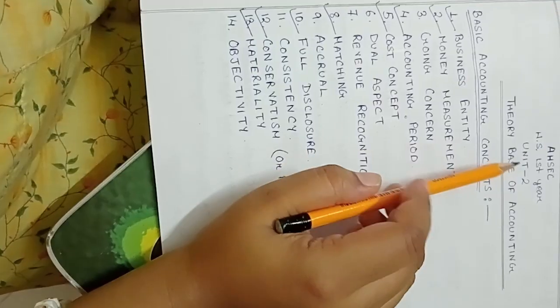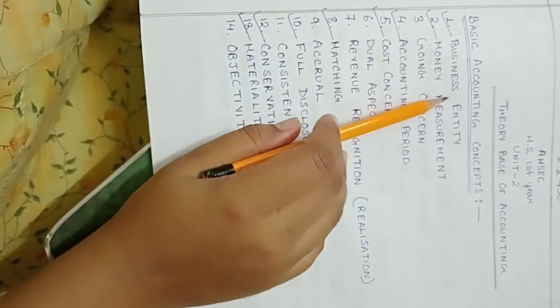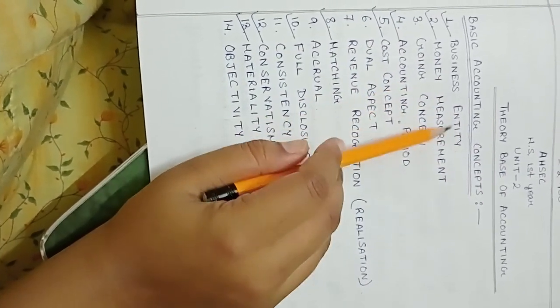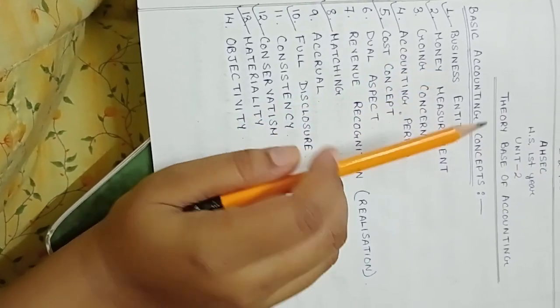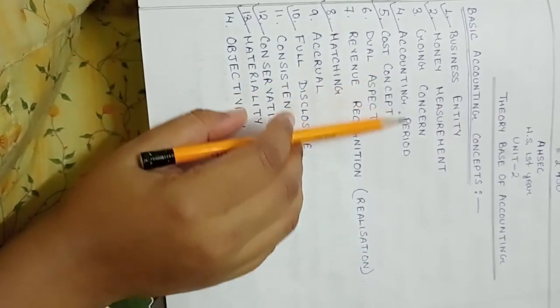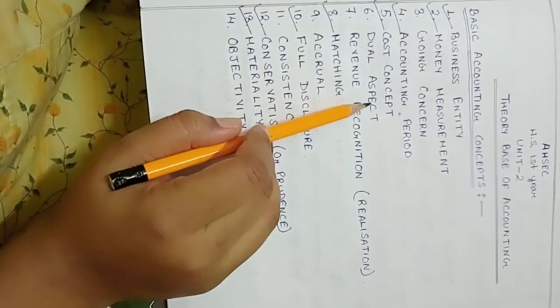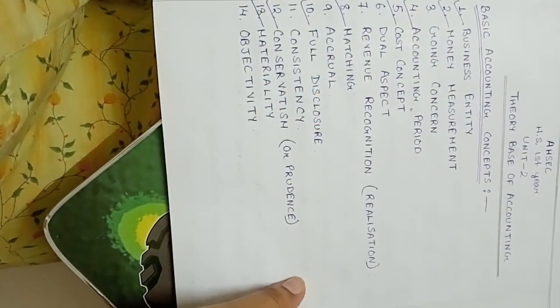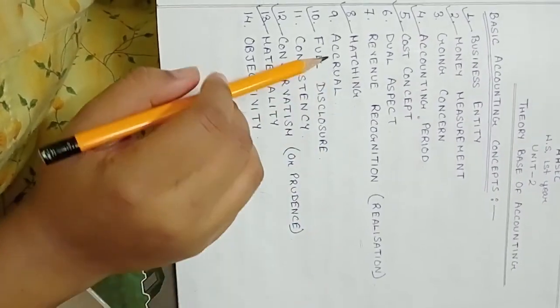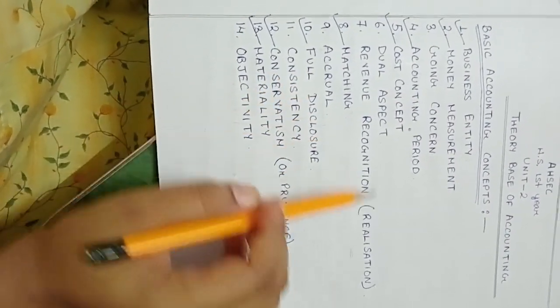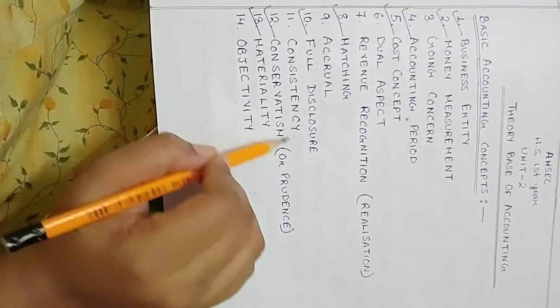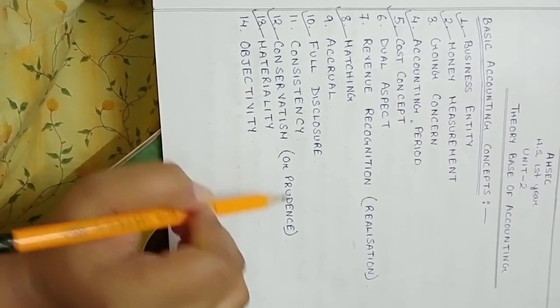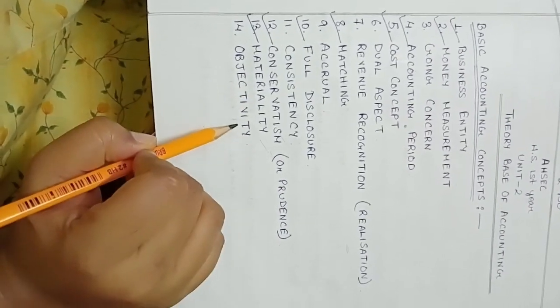So today I am going to discuss basic accounting concepts. There is business entity, money measurement, going concern, accounting period, cost concept, dual aspect, then revenue recognition, that is realization concept, matching concept, accrual concept, full disclosure, consistency, conservatism or prudence, materiality and objectivity.